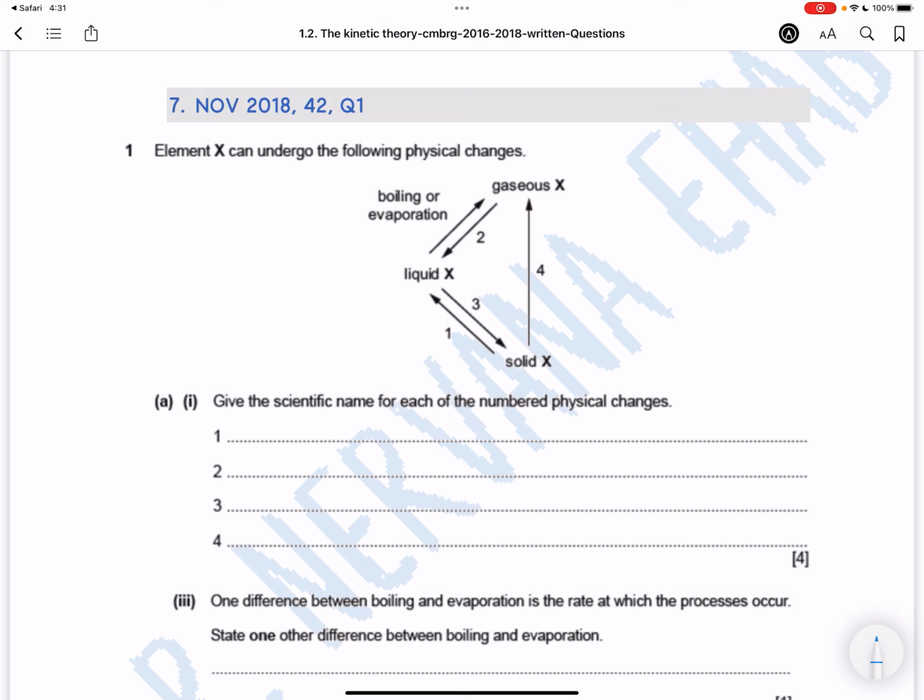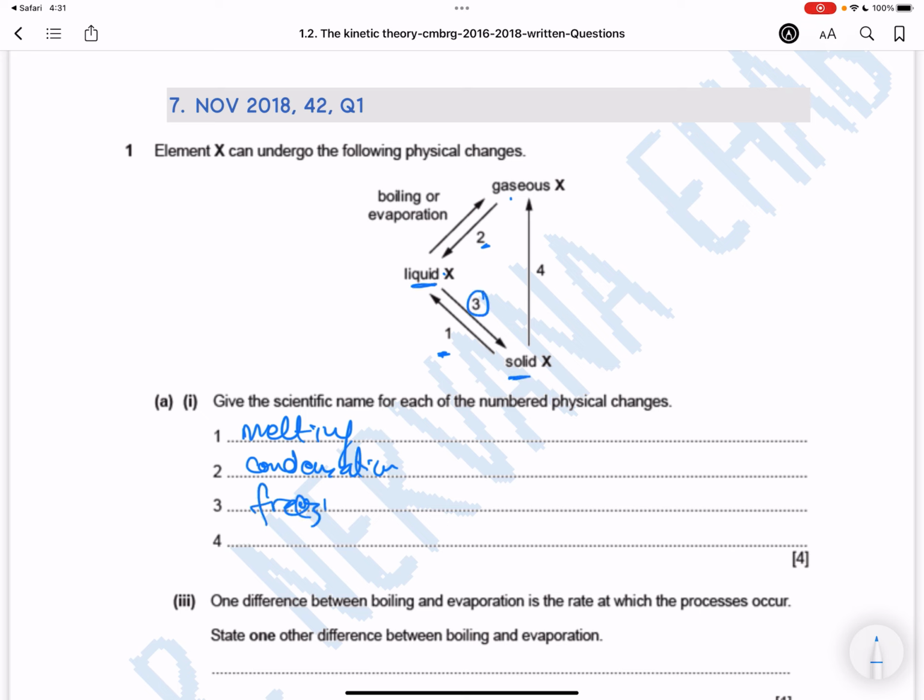Element X can undergo the following physical changes. Give the scientific name for each of the numbered physical changes. So number 1 is solid to liquid. So we all know from second grade that solid to liquid is melting. And then number 2 is gas to liquid, which is condensation. And then number 3 is liquid to solid, which is called freezing or solidification.